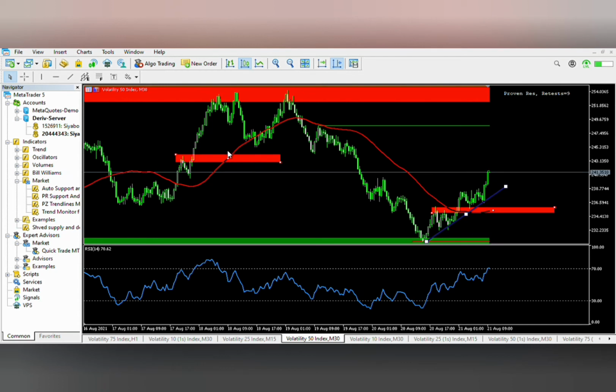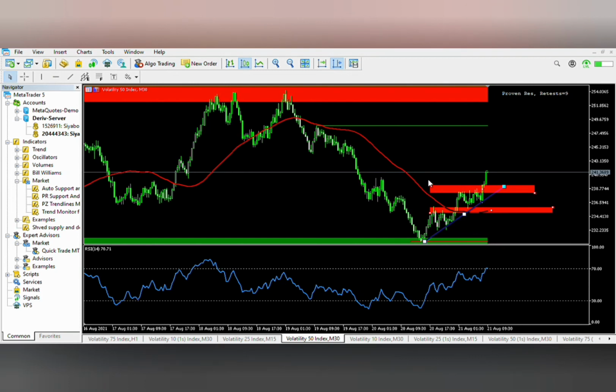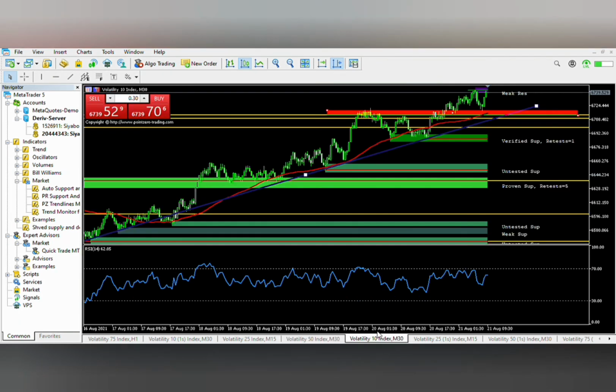So the strategy is simple. We are looking for the break of the lower lows and the break of the higher highs. As you can see, this is the break. This is the live market. We are looking for the break of the lower lows and higher highs.